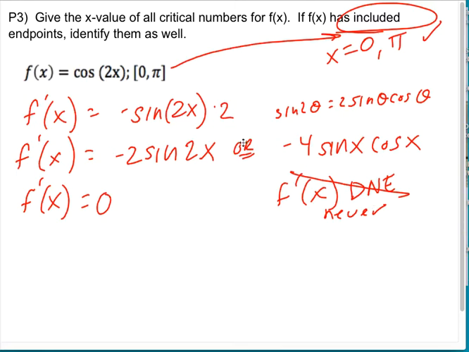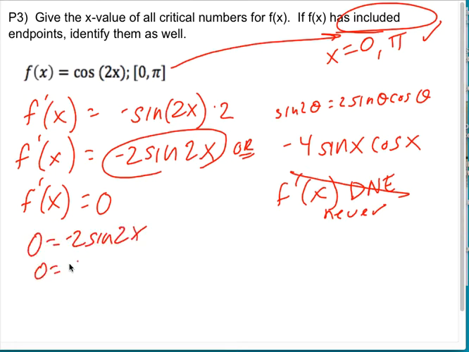So whichever way you pick, my guess, I would probably pick this, to be honest. I'd pick the negative 4 sine x cosine x. But my guess is that most of you wouldn't think of using this trig identity and you would do this instead. That's fine. If you do this instead, you want to know when 0 equals negative 2 sine of 2x, which is when 0 equals the sine of 2x.